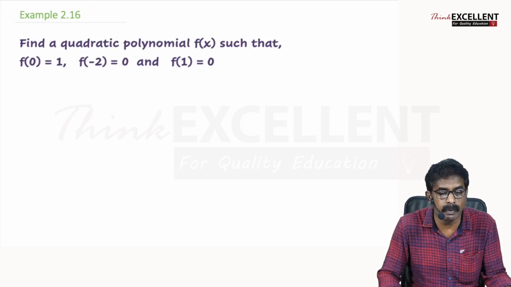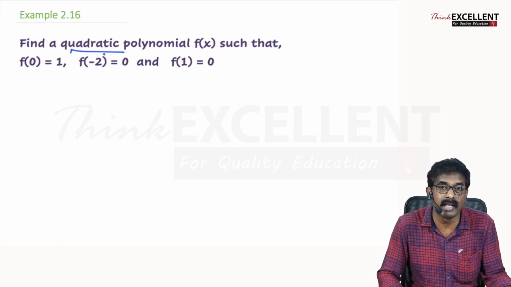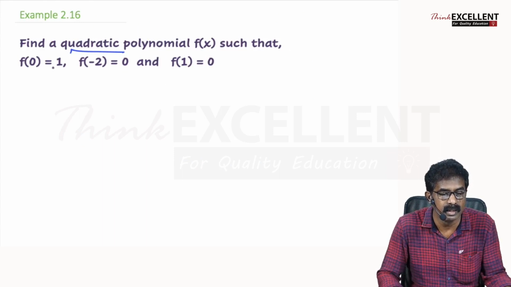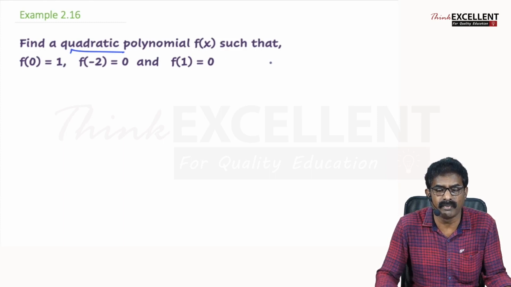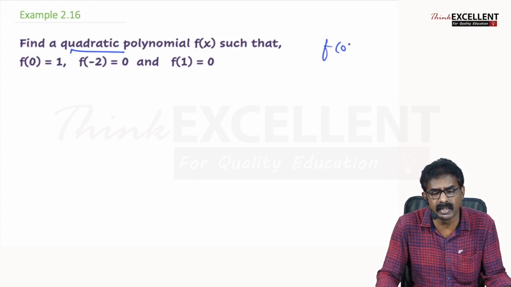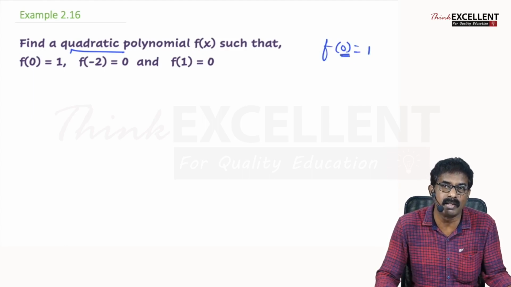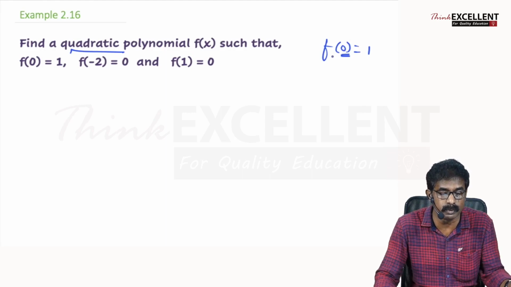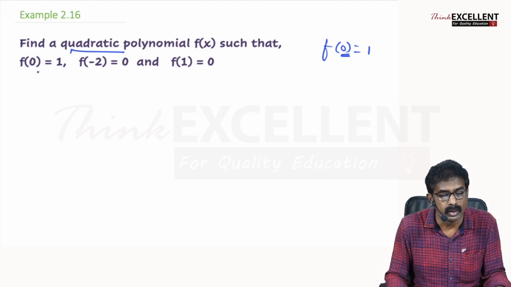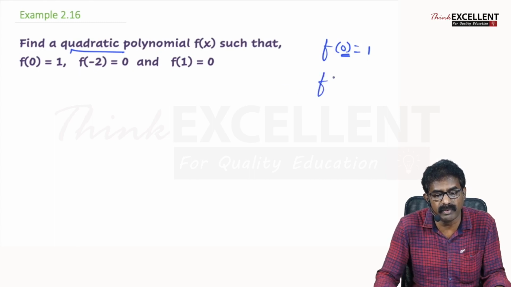Find a quadratic polynomial. Quadratic only. Find a quadratic polynomial f of x such that f of 0 is 1. What's the meaning of that? F of 0 is 1. Wherever x comes, you put 0 and your answer will be 1, right? That's the meaning, f of 0 is equal to 1. So wherever x comes, you have to put 0. Second condition, f of minus 2 is 0 and another one f of 1 equal to 0.